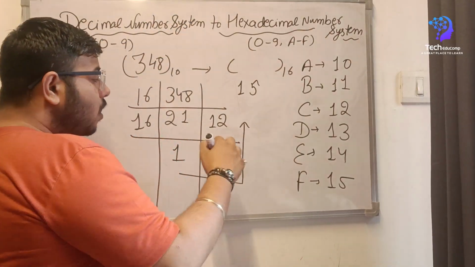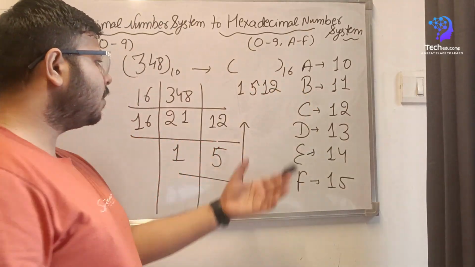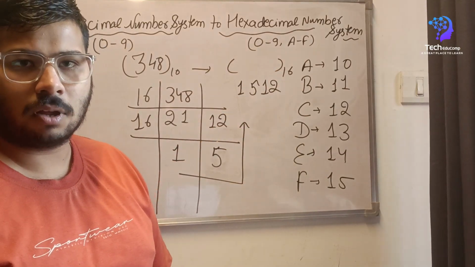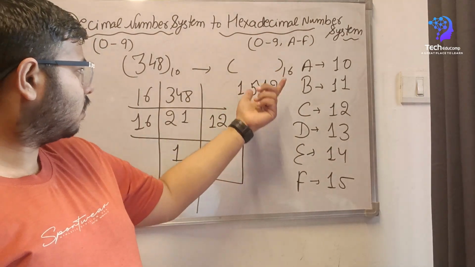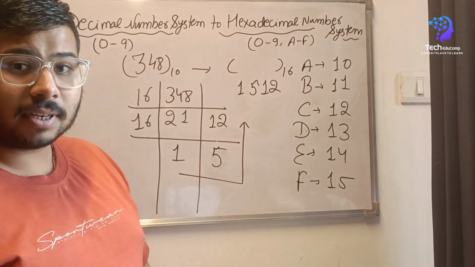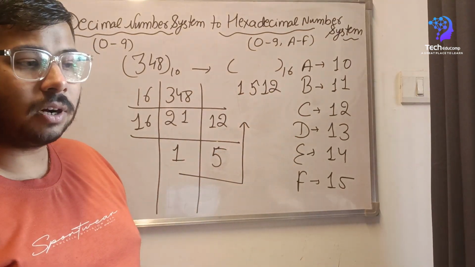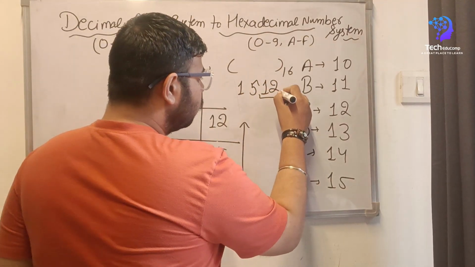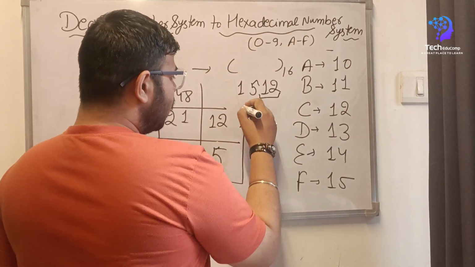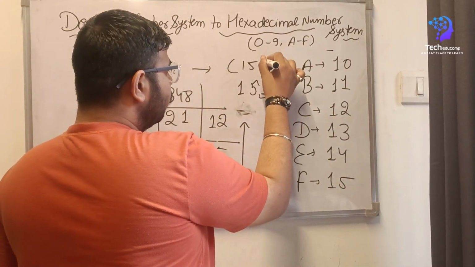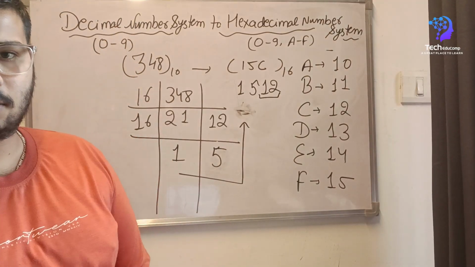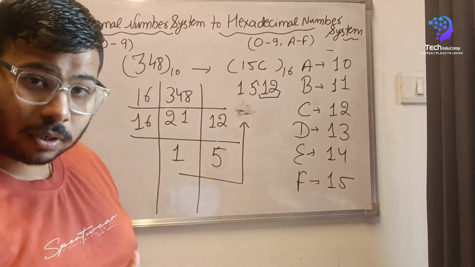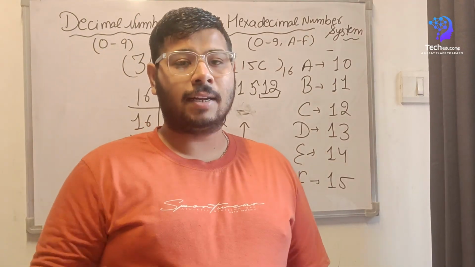You cannot represent these 2 digits, because if I write 12 here, then it becomes 1512. That is not okay. For a machine, especially for hexadecimal, we have to write this 12 in terms of these symbols. Then it will be 15C, 15C in base 16. So this is how you represent hexadecimal. I hope you understood this question. So let's do another one.